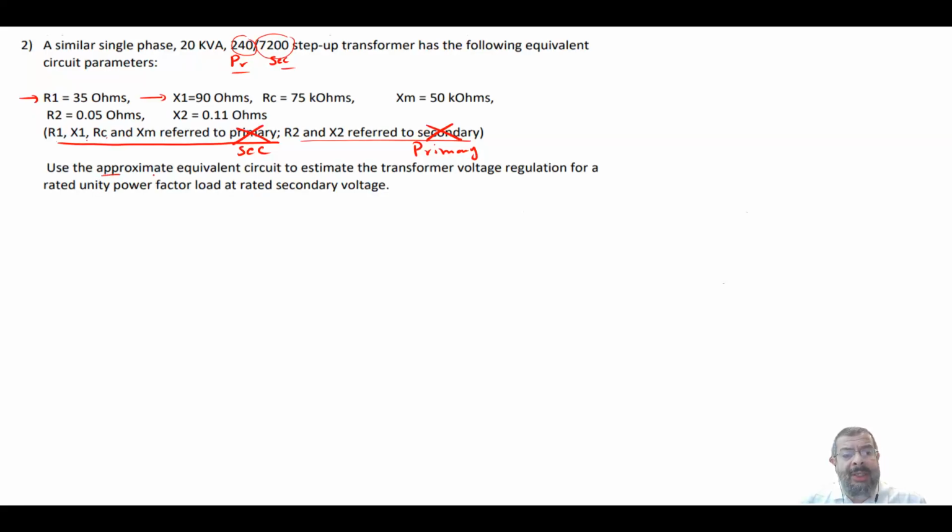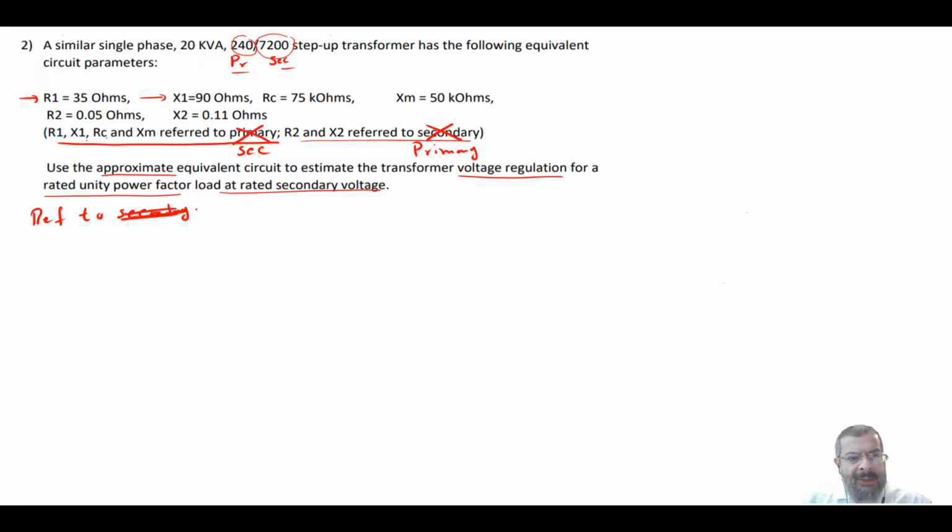Now we need to use the approximate equivalent circuit to estimate the transformer voltage regulation. At what condition? When we have rated unity power factor at rated secondary voltage. So when you have the rated power supplied at unity power factor, what is the voltage regulation? I will solve this question using the two circuits: the one referred to the high voltage side, or the primary, and the one referred to the secondary.